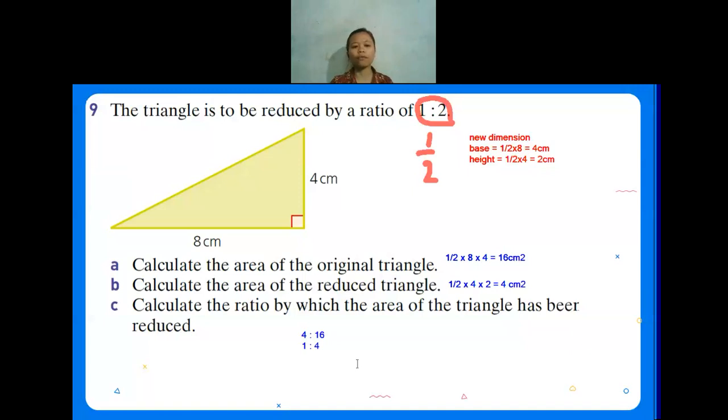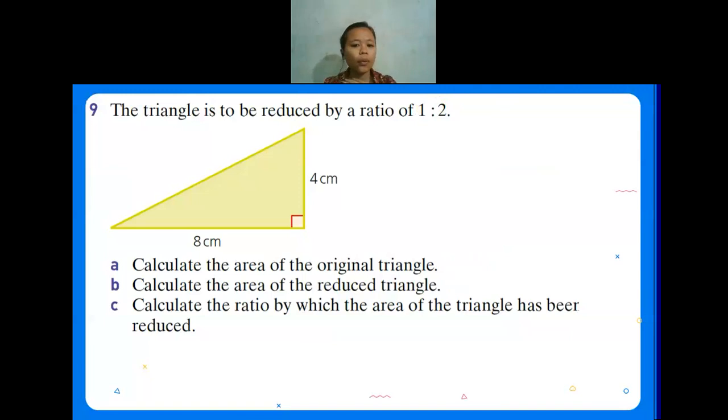Is there anyone who is confused, or maybe my explanation is too fast? No? Okay. For sure? Let us move to question 10 now.